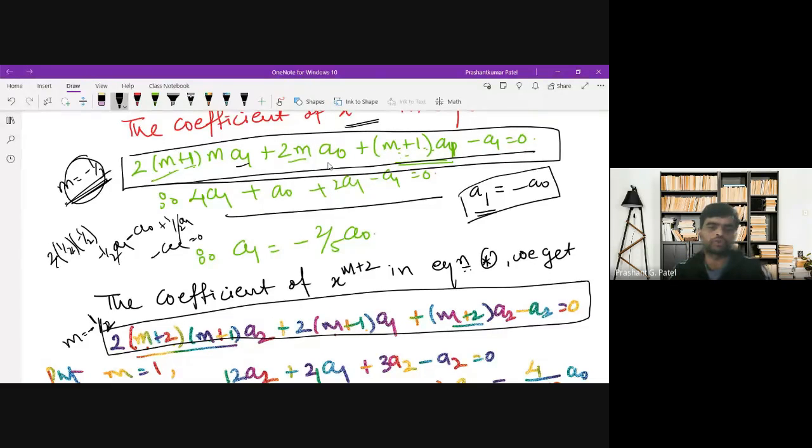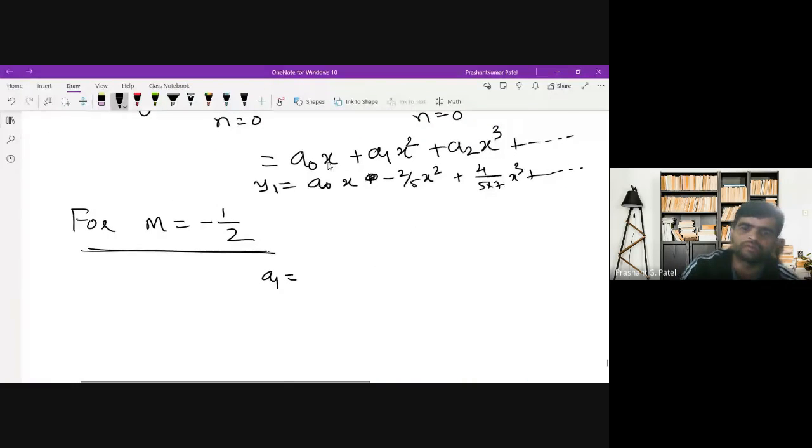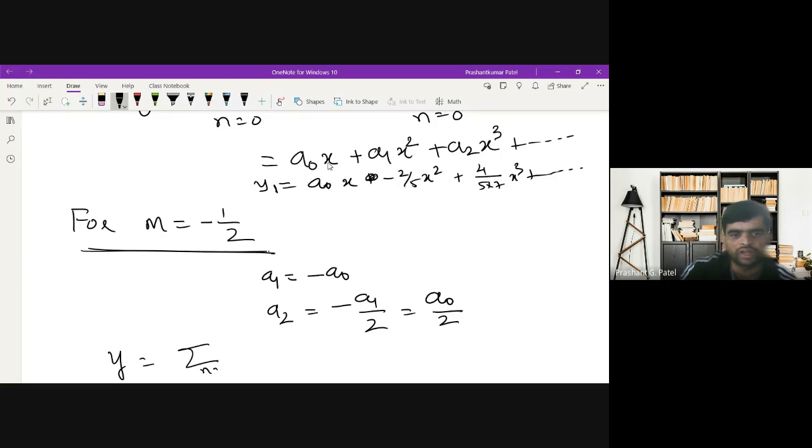Secondly, you have to substitute here also and tell me what is the expression you will get. So I am just writing here. A1 we have got minus A0. A2 will get minus A1 upon 2, and that is exactly A0 upon 2. And if I substitute that into the series summation n running from 0 to infinity an x raised to m plus n, which is summation n running from 0 to infinity an x raised to n minus 1/2.